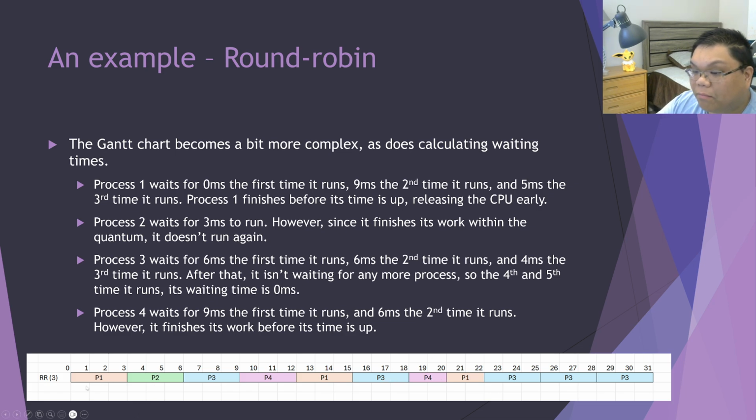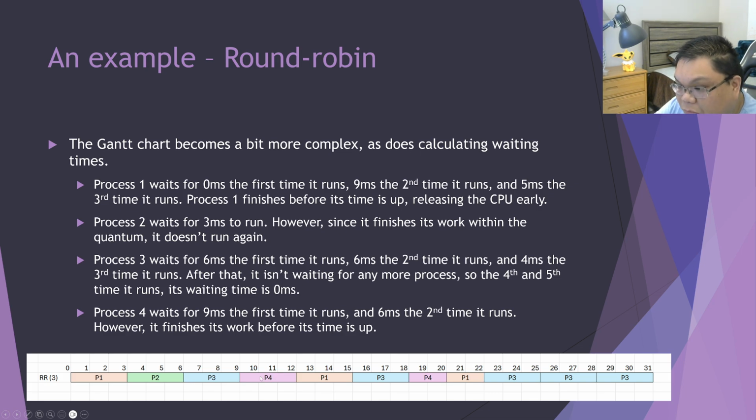Process 2 must wait for process 1 to finish. It waits for 3 milliseconds. But process 2 has a burst time of 3 milliseconds, so it's only going to run for 3 milliseconds, and then it's done. So it only had to wait for 3 milliseconds. Process 3 must wait for processes 1 and 2 before it can run. So that is 6 milliseconds of waiting time just to run for the first time.